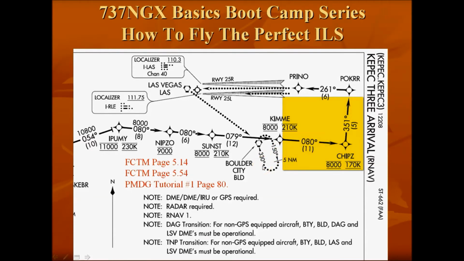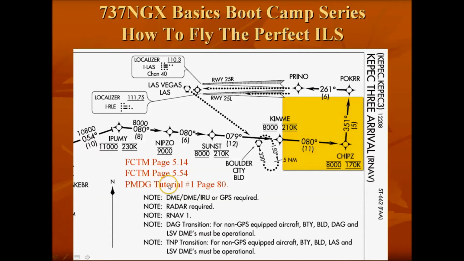Now for a standard ILS approach, referring to step one on when we put flaps 1 and flaps 5 out, I'm referencing in the flight crew training manual the diagram itself, page 5.14, for flaps 1, because that's pretty clear. And additionally, on page 5.54 of the flight crew training manual, there's some additional textual description on when, specifically when to extend flaps 5. And that's the Boeing standard.